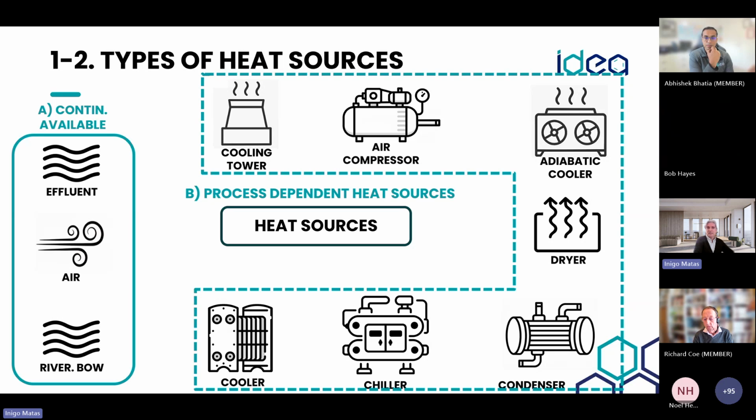The second category is these ones on the right, where we have what I call process-dependent heat sources. In that category, we can find dryers, chillers, coolers, air compressors, condensers, everything that I have shown there. These are integrated with the process, and their heat availability depends on the operating phase. Normally, these are more rewarding. They are at higher temperatures and offer higher potential. However, we need to understand clearly how they operate, because they're not available all the time.